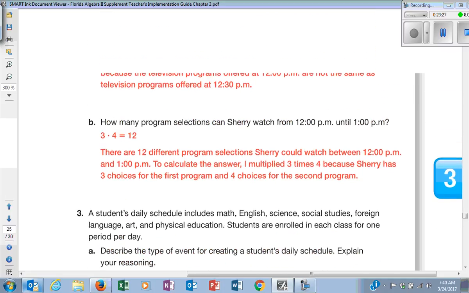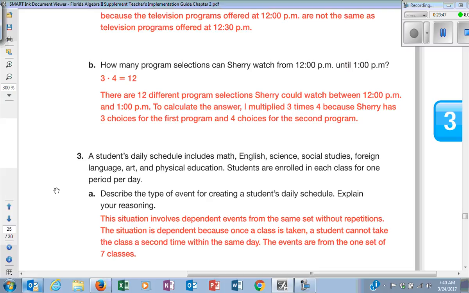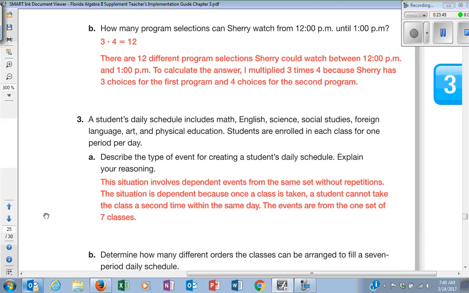Alright, so here we go, this is a good one. A student's daily schedule includes math, English, science, social studies, a foreign language, or physical education. Students enroll in each class for 1 period a day. Does that sound correct? Yeah. Okay. Describe the type of event. So when they say describe the type of event, they're asking us to tell us the stuff that we know. The situation involved dependent events. Why?